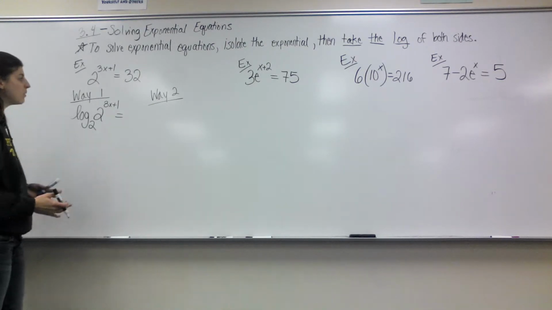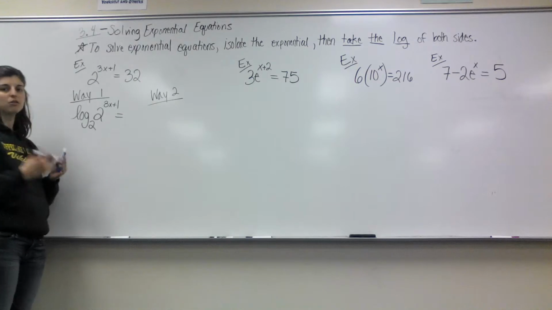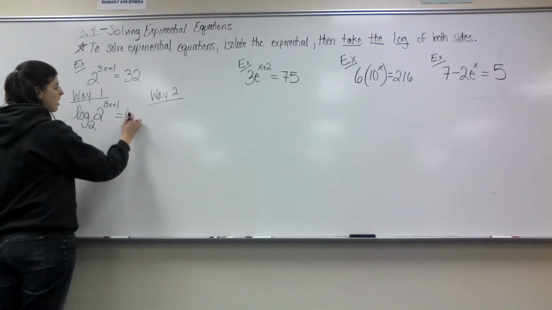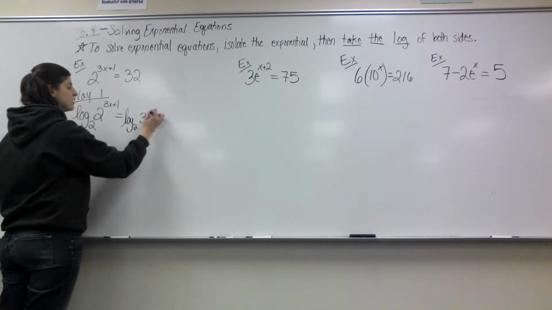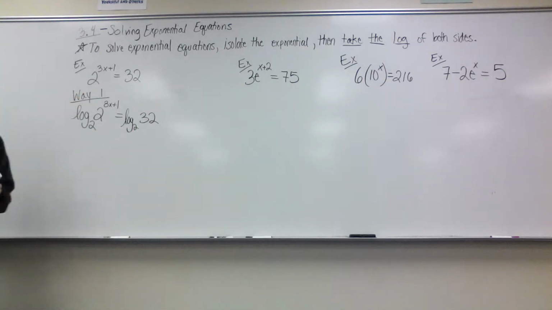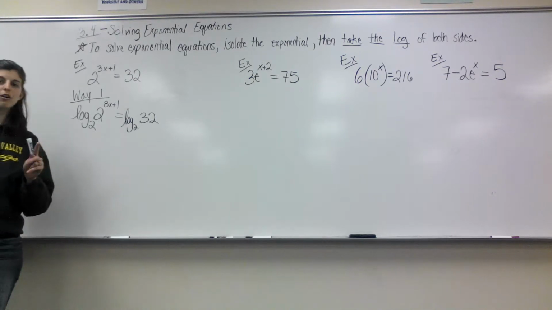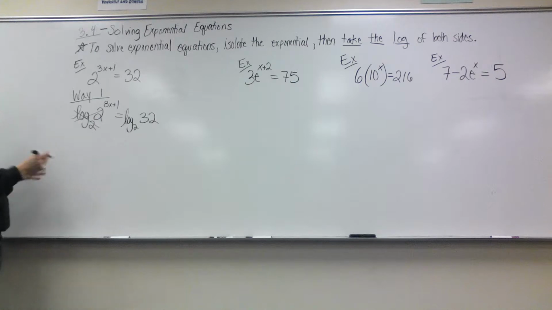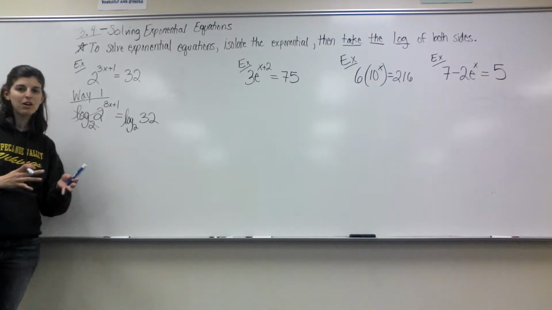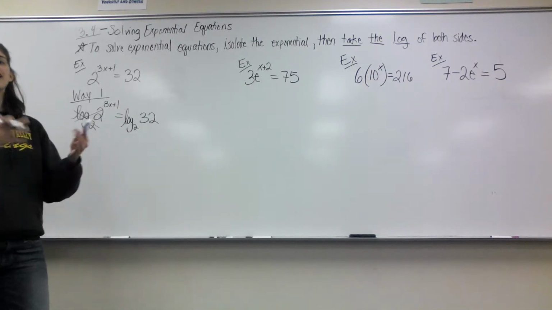This is still an equation. You still have to stay equal. So this is equal to the log base 2 of 32. Now, remember, there are two ways to go about it from here. In general, log base 2 of 2 is going to cancel out. You've dealt with that on the quiz that we just had.